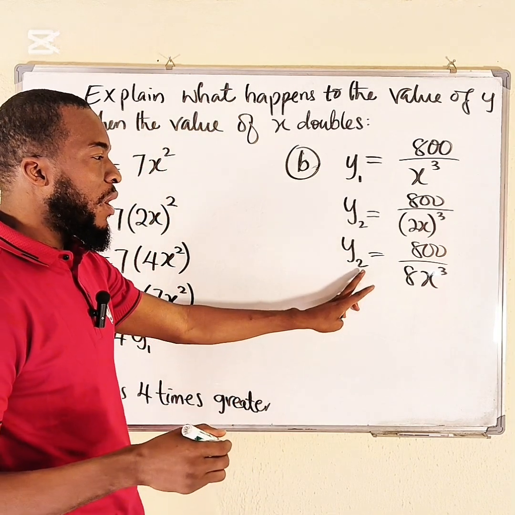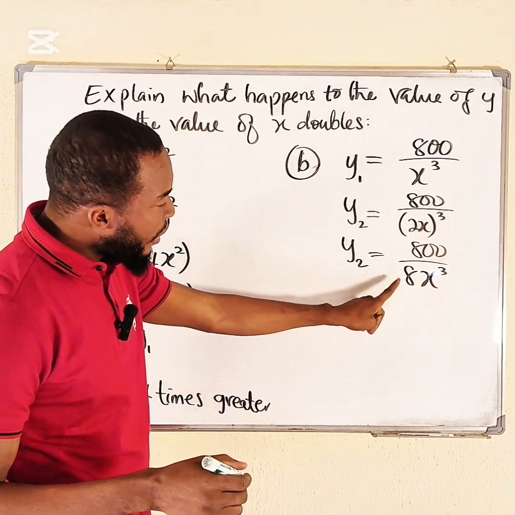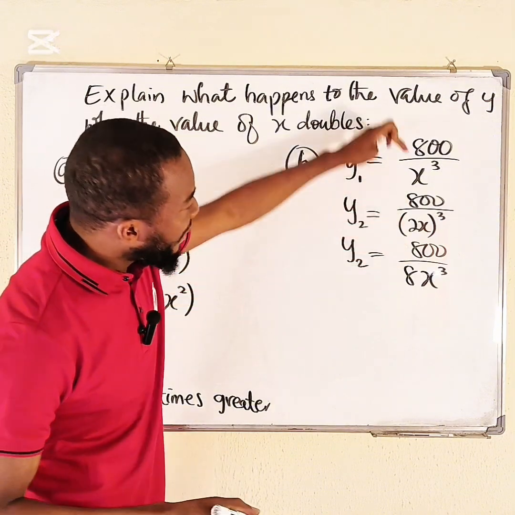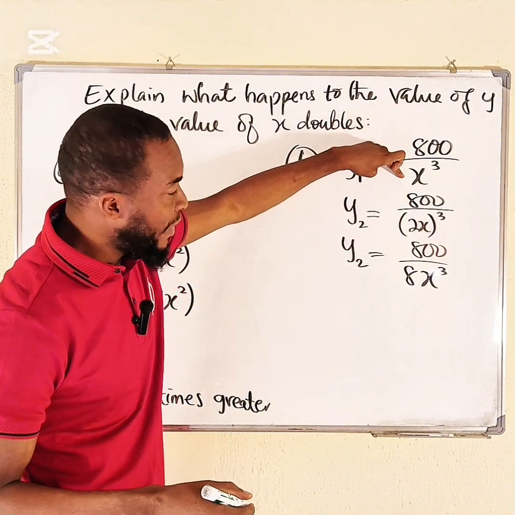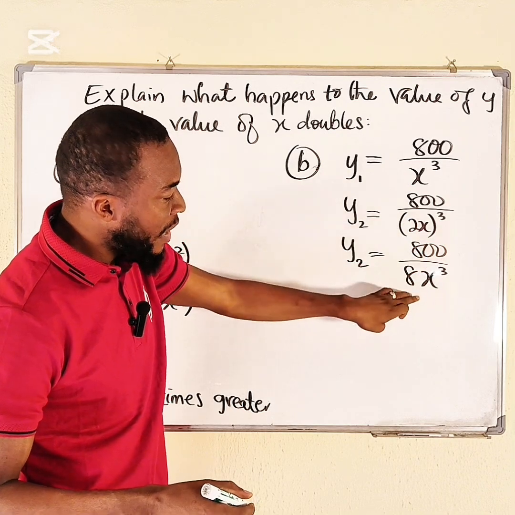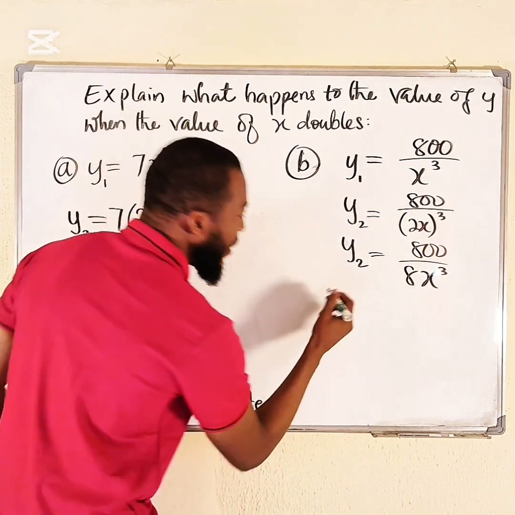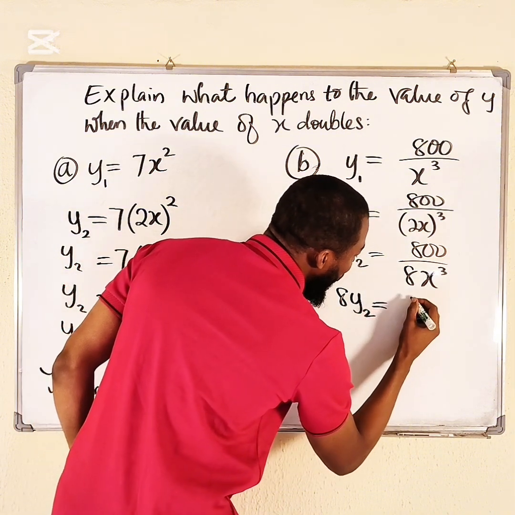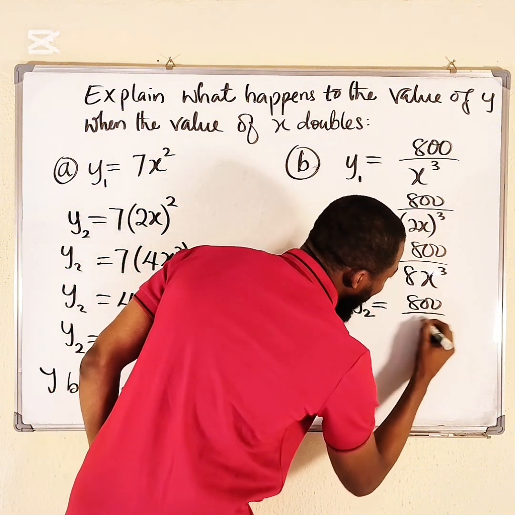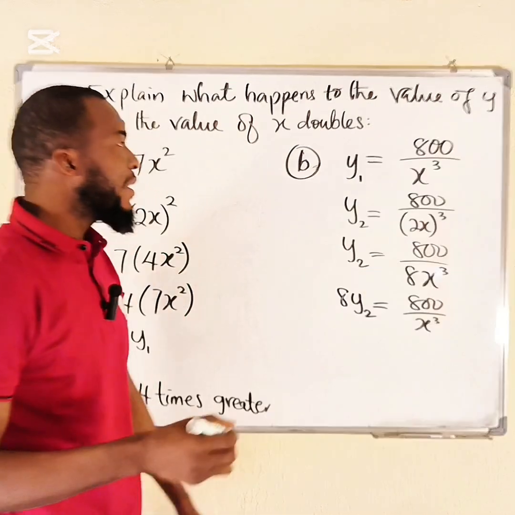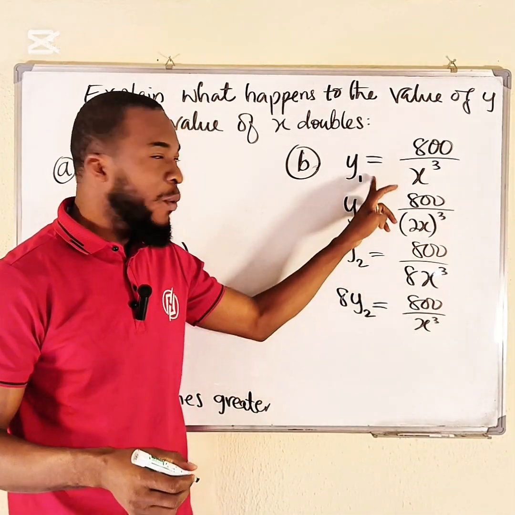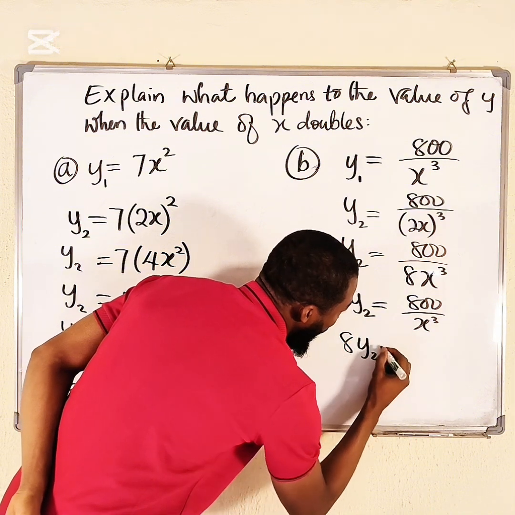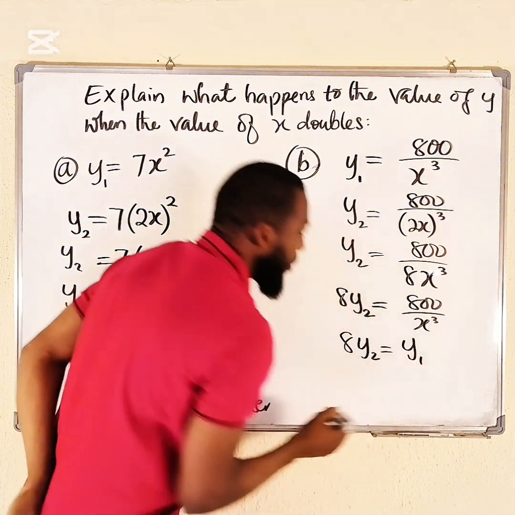Then x to the power of 3 is still x to the power of 3. Remember, this is y2. Then we can confidently multiply both sides by 8, because I can see that we have 800 over x cubed here. We have 800 over x cubed as we take away this 8 from there. So 8y2 will now be equal to 800 divided by x cubed. But remember, 800 divided by x cubed is y1. So 8y2 will be equal to y1.